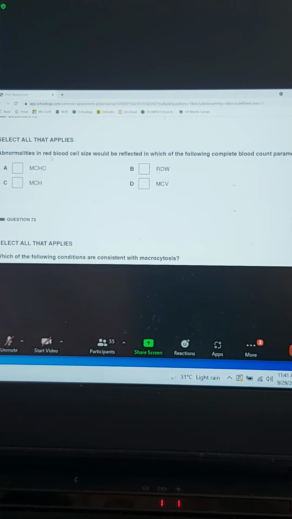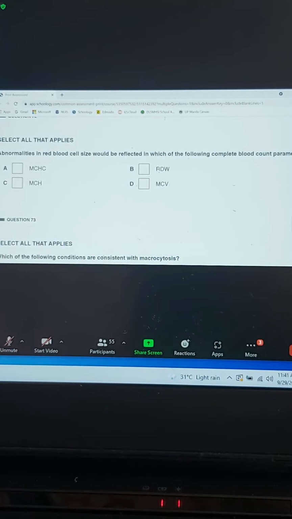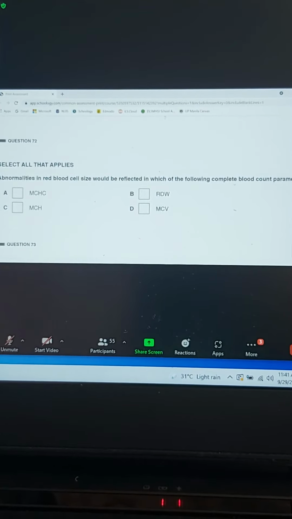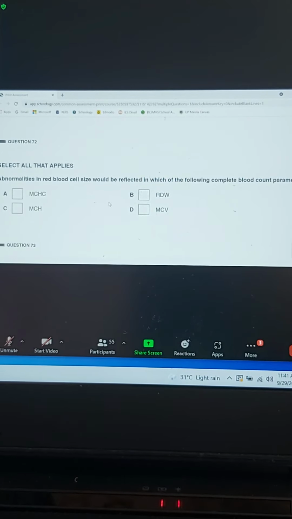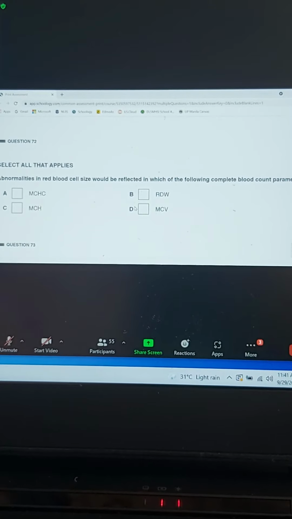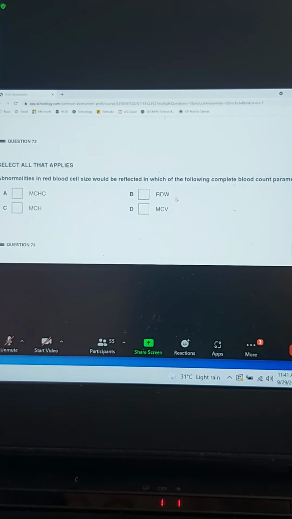72. Abnormalities in red blood cell size would be reflected in which of the following complete blood count parameters? B and D po. So letter B and D. Pareha sila. Okay, so RDW, di ba, kapag mataas siya, ibig sabihin, yung sizes ng ating red blood cells ay magkakaiba, nagiging heterogeneous na siya.